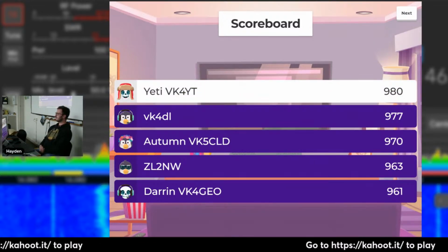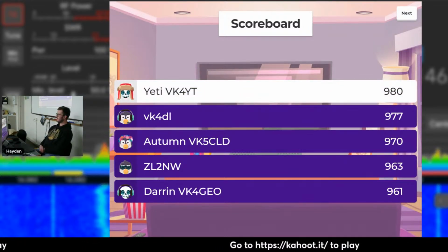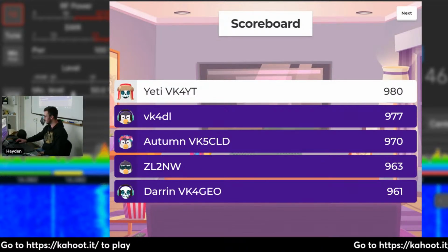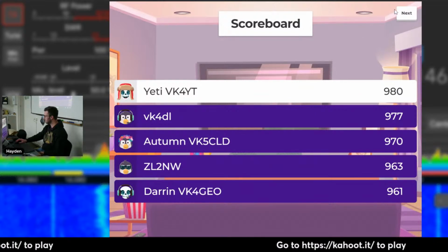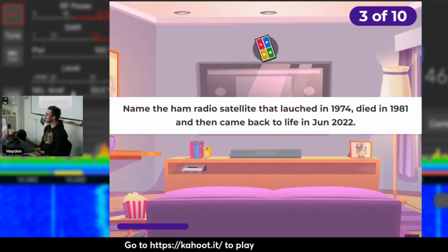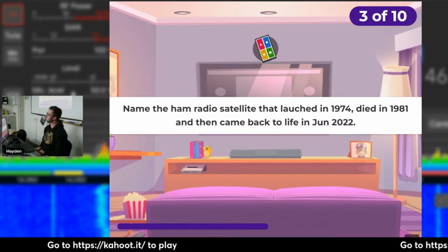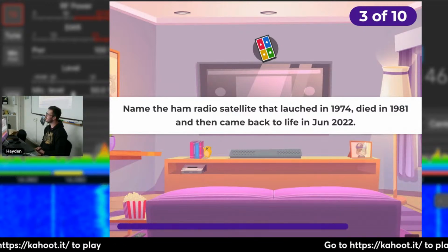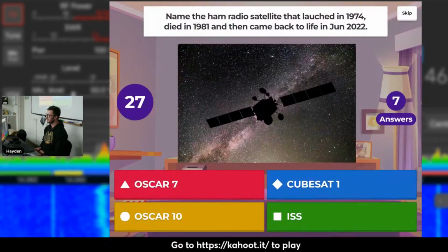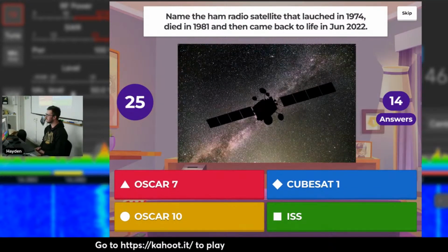Scoreboard, Ben. VK4YT in first place, VK4DL in second, Autumn VK5CLD in third, ZL2NW in fourth, and Darren VK4GEO in fifth. Xavier's not on there. Name the ham radio satellite that launched in 1974, died in 1981, and then came back to life in June 2022. Oscar 7, CubeSat 1, Oscar 10, or the ISS?